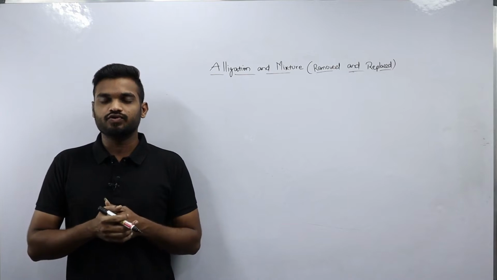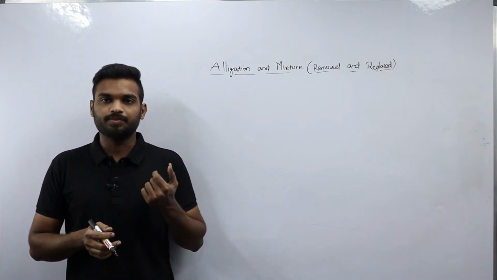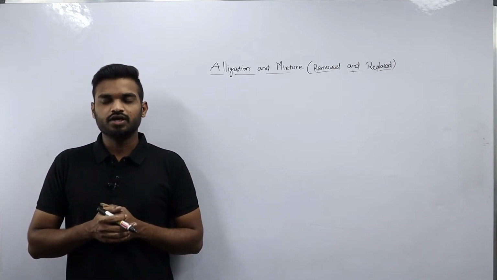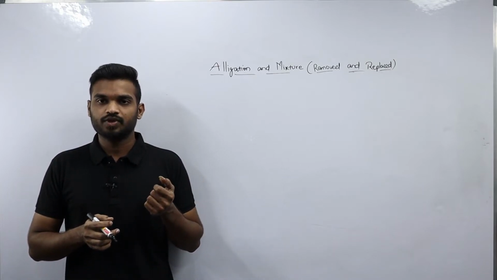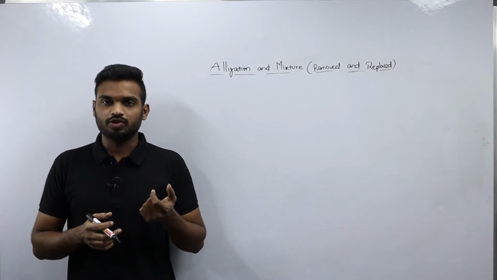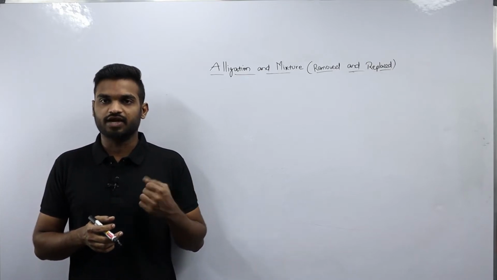Now in this video, we are going to discuss the topic removed and replaced in alligation and mixture. First of all, we need to know what is the exact concept of removed and replaced. I will take some examples so that you can come to know what the concept is and also how to solve this kind of problems.